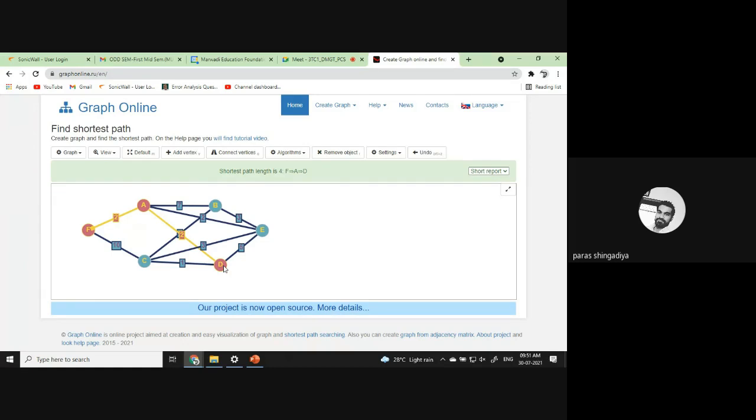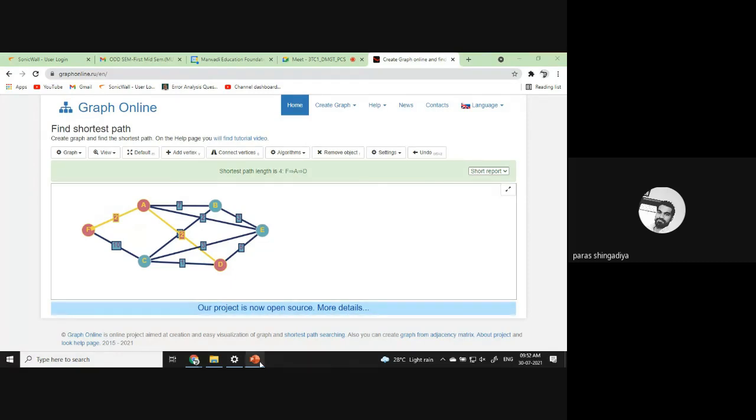Here, to check the shortest path, which will be the shortest route between any two locations, we can check by Dijkstra algorithm. There is also a C program for Dijkstra algorithm. You just check it.